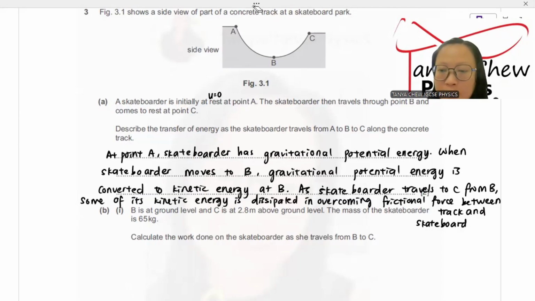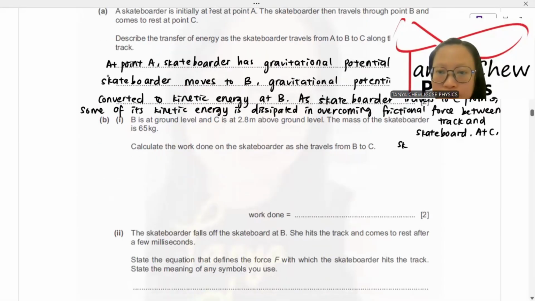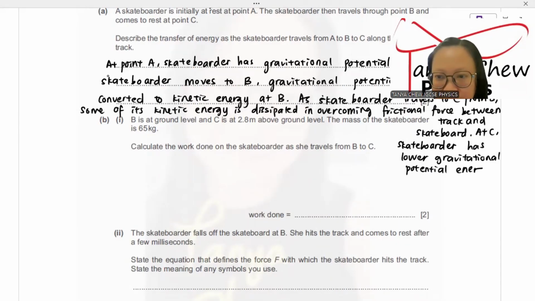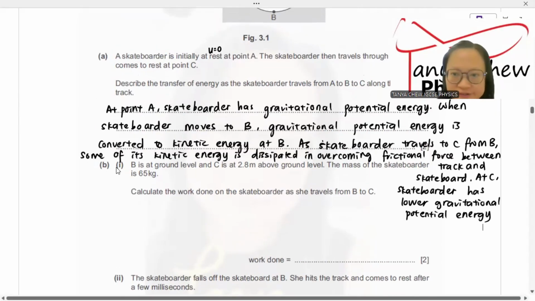To overcome. So at C, the skateboarder has lower gravitational potential energy, because some of the energy has already been lost. Friction means it causes heat. Right. I'm so sorry for the long answer. I just want to make sure that you understand.